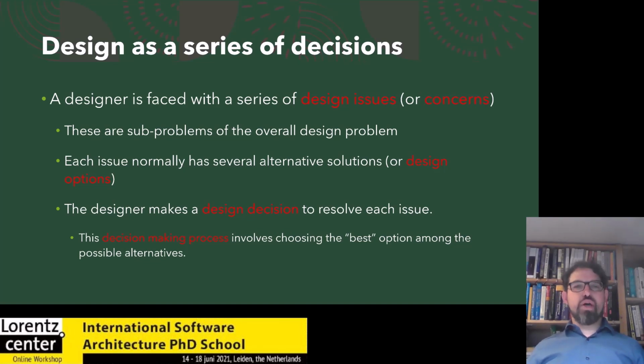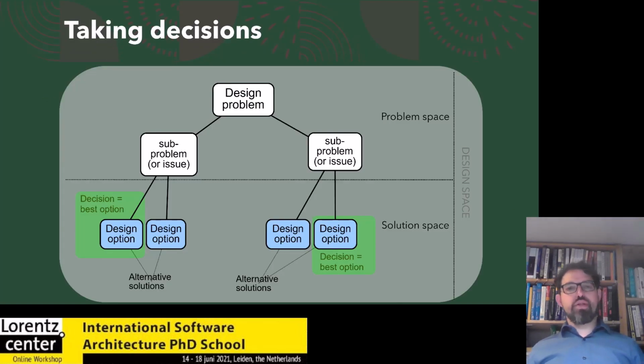Now let me show you a picture that depicts this. So what you see here is that what you could call the problem space entails this design problem that you are aiming to solve. And in the problem space, you can identify sub-problems or design issues that contribute to the overall design problem. And then in the solution space, you have different design options, different options for every sub-problem that you aim to solve. And among these design options, you pick what you can consider the best option for that sub-problem.